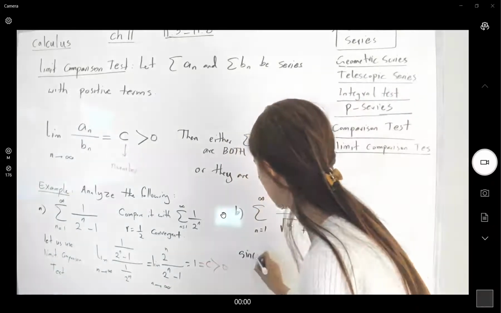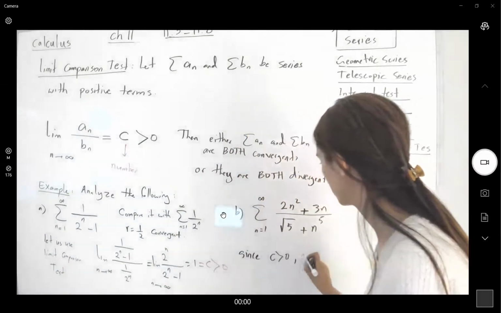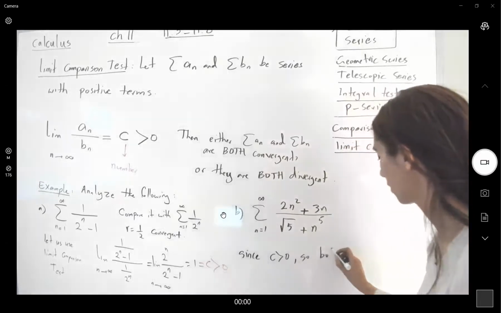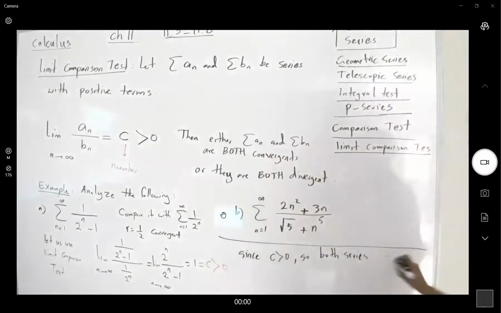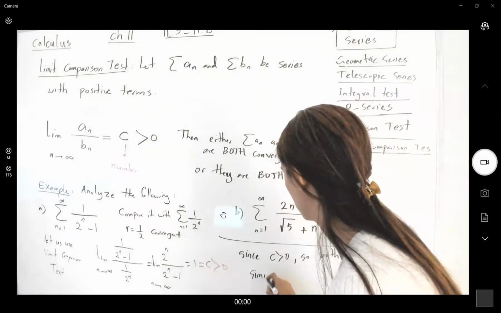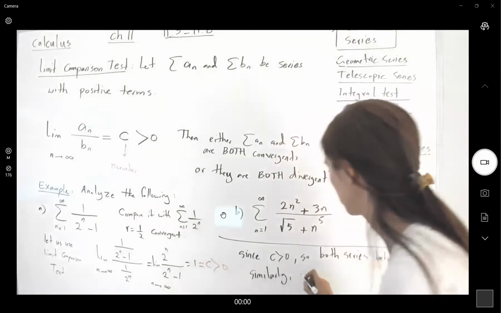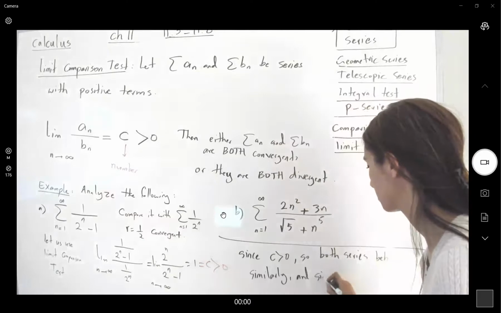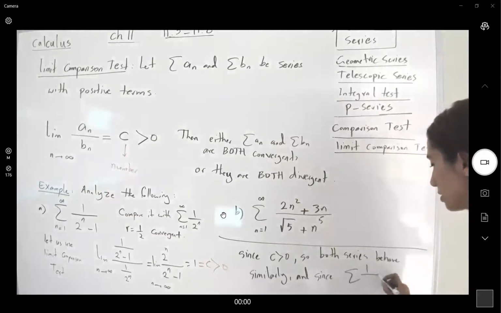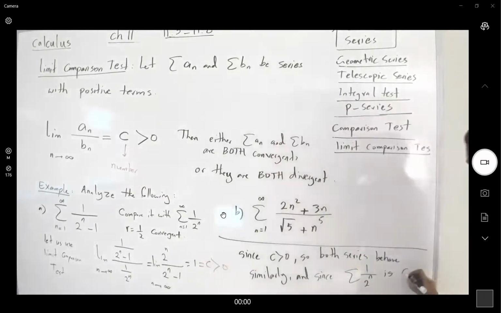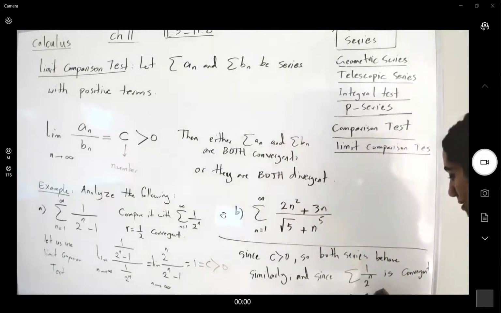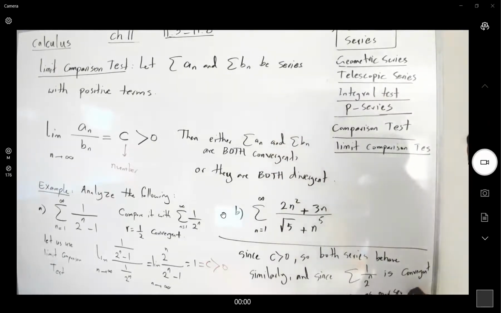So you can write, since c is positive, both series behave similarly. And since the geometric series 1 over 2 to the n is convergent, so is our series.